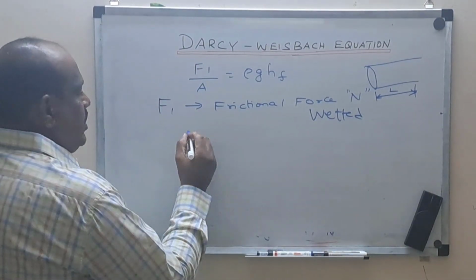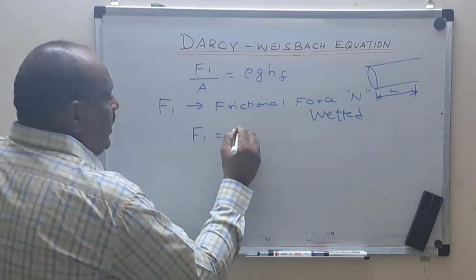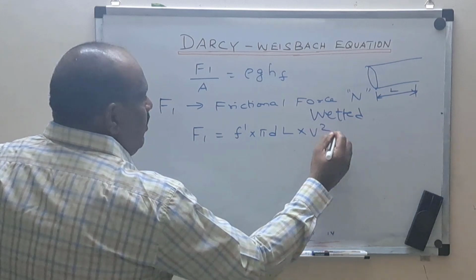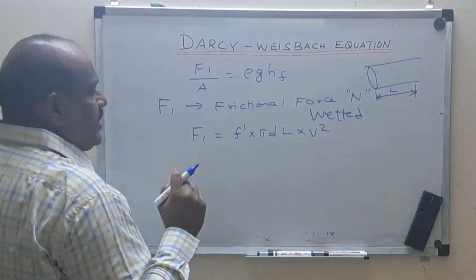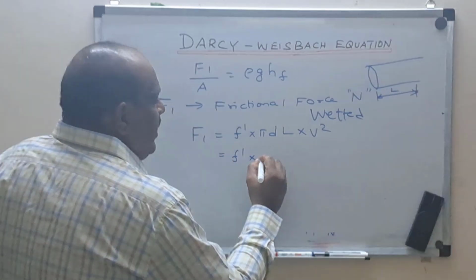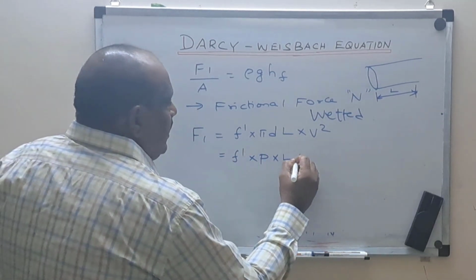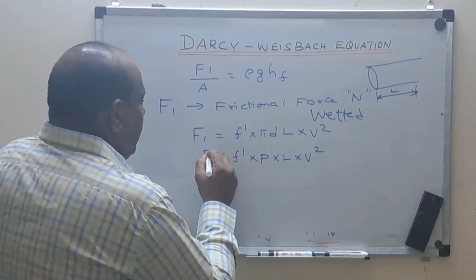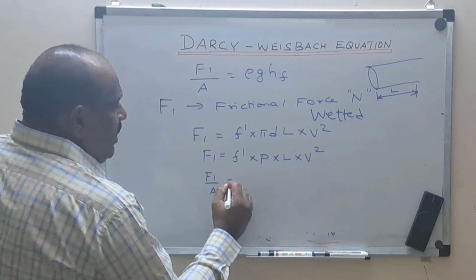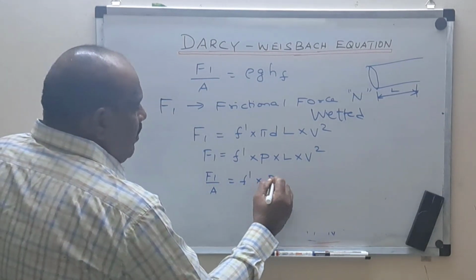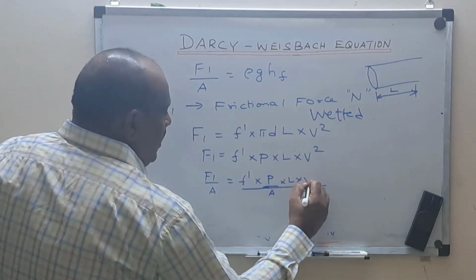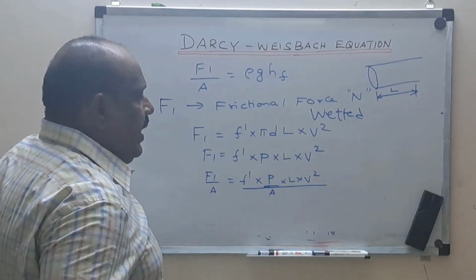So now I can write once again F1 as F dash into pi into d into L into v squared. What is this pi into d? Pi into d is nothing but the perimeter, into length, into v squared. So this is F1. But I don't want F1, I want F1 by A. So what is F1 by A? Divided by area, F dash into perimeter by area, or we can put it as a common term also, into length by v squared.